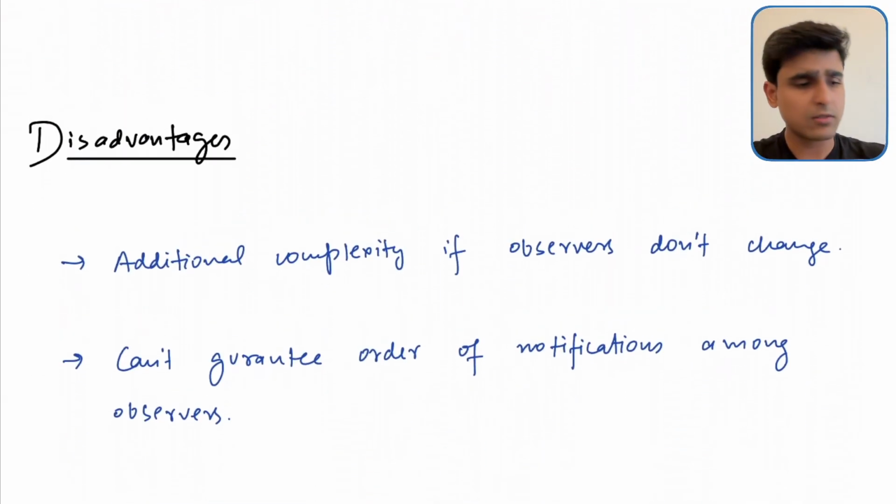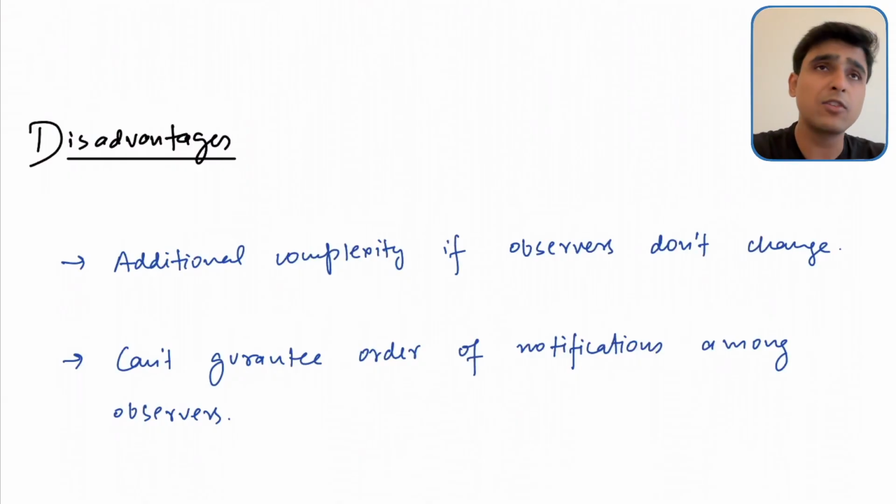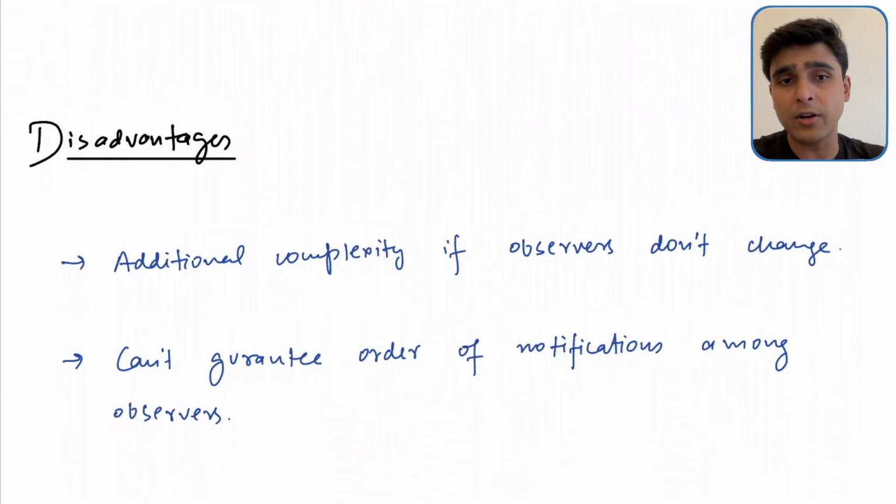Finally, disadvantages. We can see the additional complexity it adds if the observers don't change. As we discussed, if the observers are static, there is no need for this pattern. The second thing, which is more nuanced, is that it cannot guarantee the order of notification among the observers. Let's say you have 10 observers and you want to notify some set of observers first, then the other set of observers. There is no way to do that in the observer design pattern. Why? Because you just add all of these observers in a list and you send the notification in the order you have added them. There is basically no priority here.